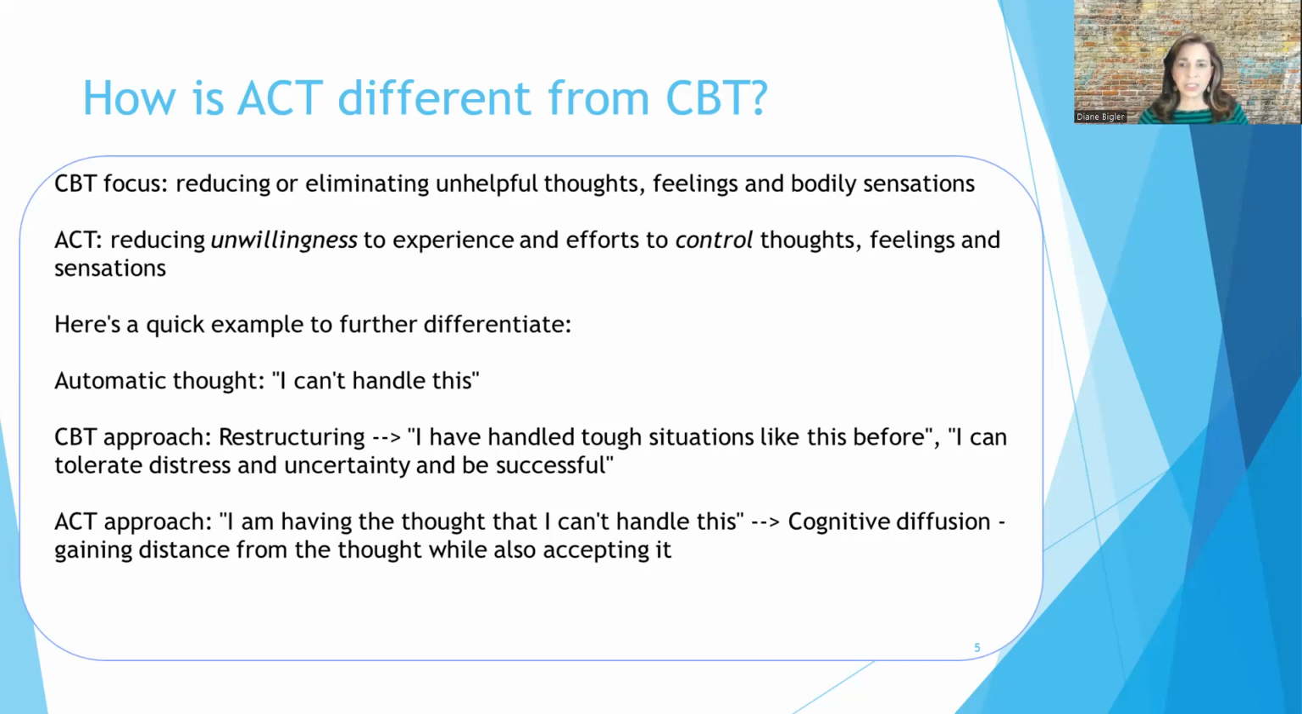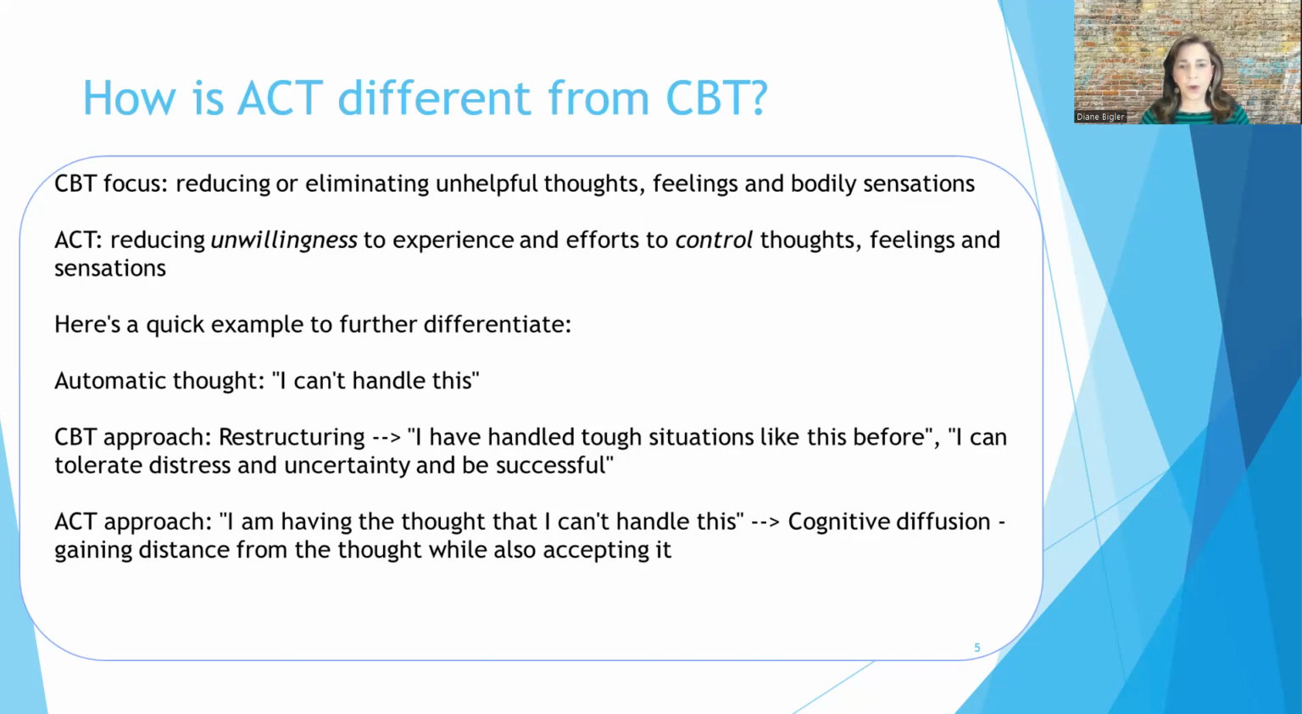So whereas CBT says we actually need to write down our unhelpful thoughts, evaluate them, see if they're accurate, and then create new, more helpful thoughts, ACT says we don't really need to go through all of that, right? We just need to acknowledge that this unhelpful thought is there, and then we do some other things instead of really wrestling with that thought and trying to change it. So here's a quick example to better differentiate.